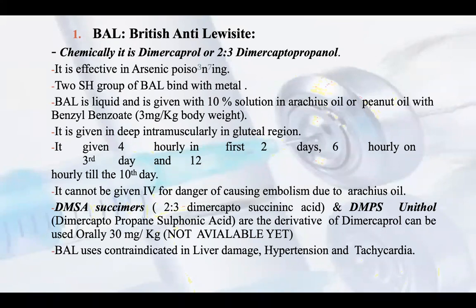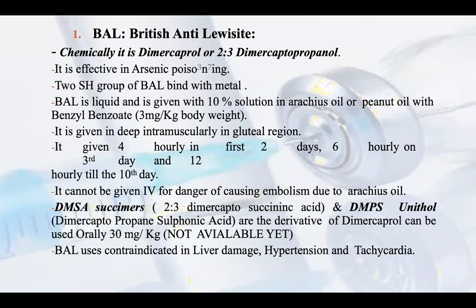BAL is a liquid and is given as a 10% solution in arachis oil or peanut oil with benzyl benzoate, 3 milligram per kg body weight. It is given deep intramuscularly in the gluteal region. It is given 4 hourly in the first 2 days, 6 hourly on the third day, and 12 hourly till the 10th day. It cannot be given IV for danger of causing embolism due to arachis oil.